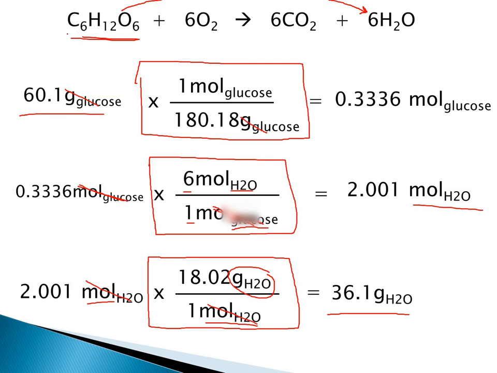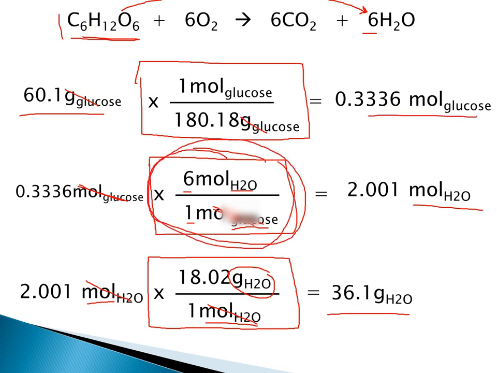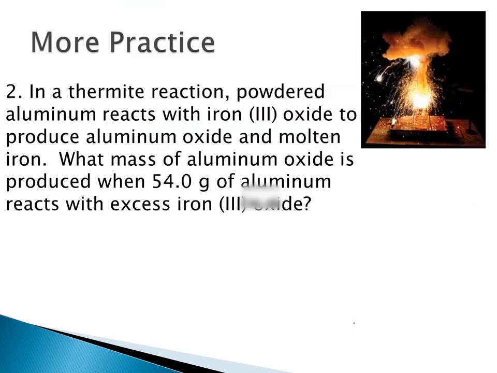Again, we can see the mole ratio is 1 to 6. The mass ratio is not 1 to 6 because that mole ratio does not apply to masses. You have to first convert to moles, then convert from moles of one thing into moles of another thing. Then you can convert back to mass to get that final answer in grams.